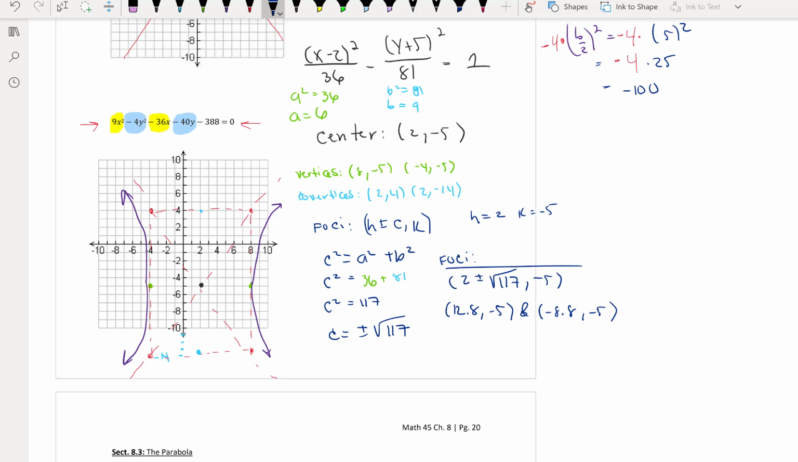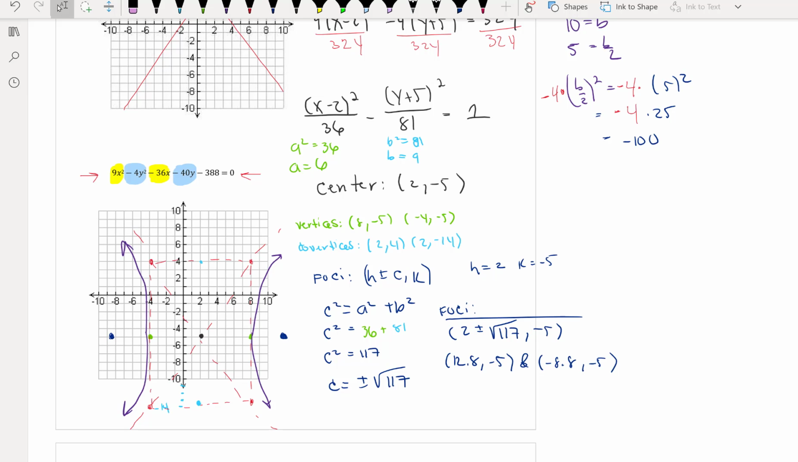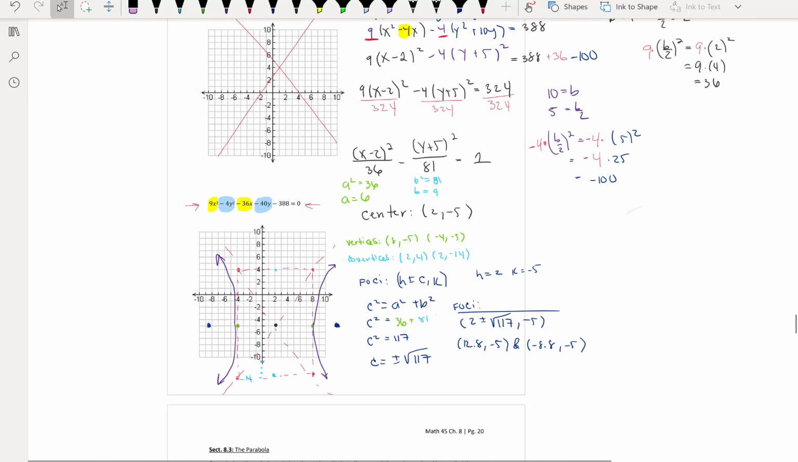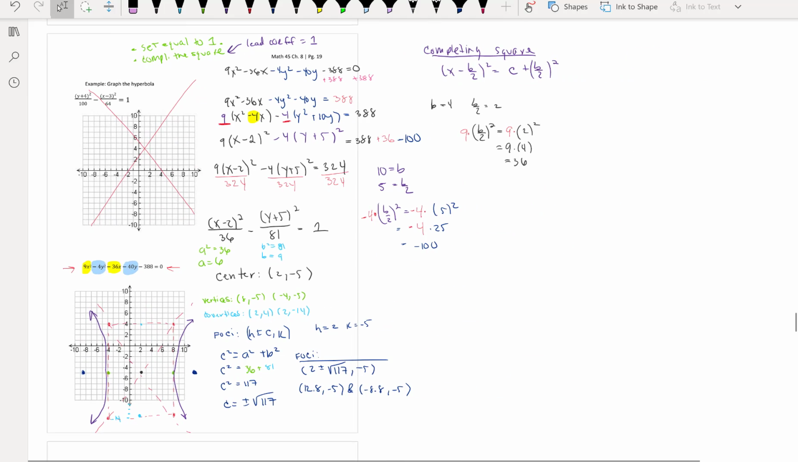So if I were to draw the foci, I have positive 12.8, negative 5. So that's about here. And for the other one, negative 8.8, negative 5, and that's about here. So now I have my foci drawn in as well. And that is the end of section 8.2. So like I said, that problem took up the entire page.